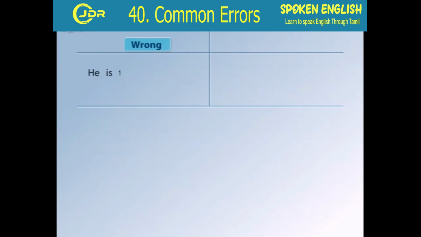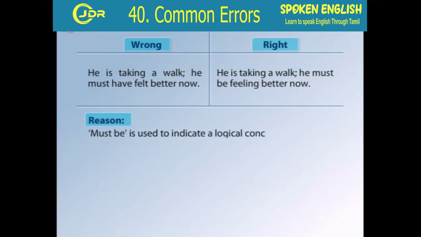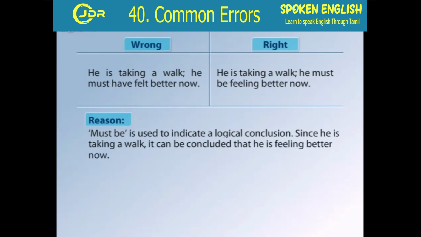Wrong: he is taking a walk. He must have felt better now. Right: he is taking a walk. He must be feeling better now. Reason: must be is used to indicate a logical conclusion. Since he is taking a walk, it can be concluded that he is feeling better now.